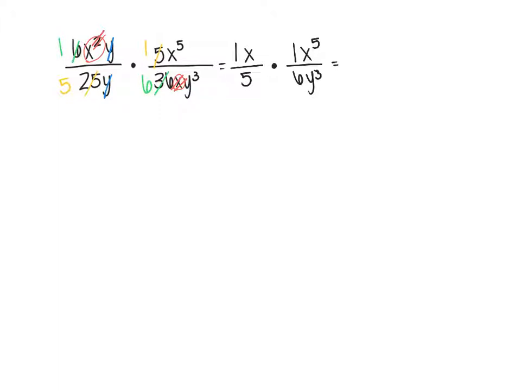So I am good to go ahead and multiply straight across the top. I've got 1 times 1 gives me 1, and x times x to the 5th. If you remember from 101, you add exponents. So 1 plus 5 gives me x to the 6th over, multiply across the bottom, 5 times 6 gives me 30, y to the 3rd. Now, just a little notation, I don't need to write the 1 in front of the x to the 6th. So my final answer would be x to the 6th over 30y to the 3rd. And that is as simplified as that one will go.